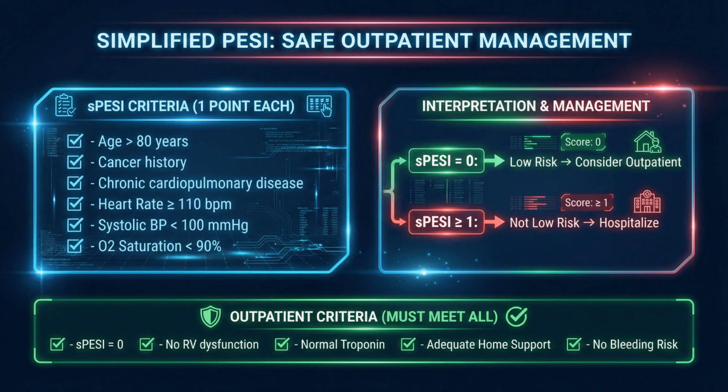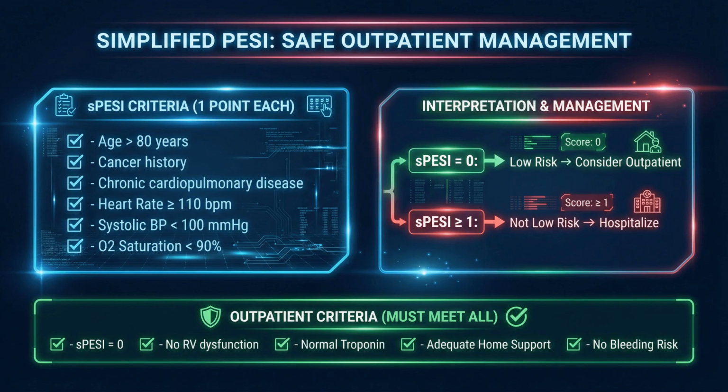Let's now discuss the Simplified Pulmonary Embolism Severity Index, or SPESI, which is a practical tool to help us stratify risk in patients with acute pulmonary embolism and guide decisions about outpatient versus inpatient management. The SPESI assigns 1 point for each of 6 clinical criteria: age over 80, a history of cancer, chronic cardiopulmonary disease, heart rate of 110 beats per minute or higher, systolic blood pressure below 100 millimeters of mercury, and oxygen saturation under 90%. These factors reflect patient vulnerability and hemodynamic stress.